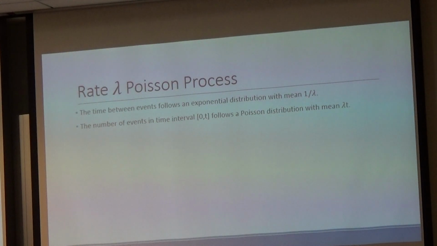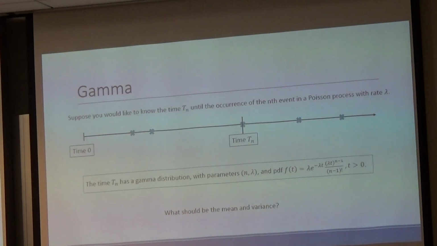Okay, that's called a Poisson process. So if I ever say Poisson process, it's time between events follows exponential with mean of 1/λ, and the number of events in any time interval has a mean of lambda times t. And so that's used a lot to model arrival traffic.